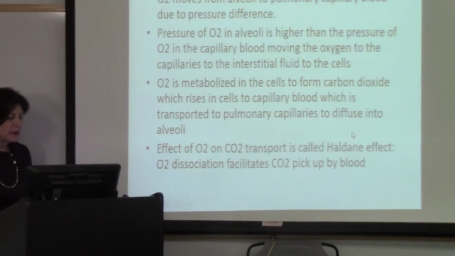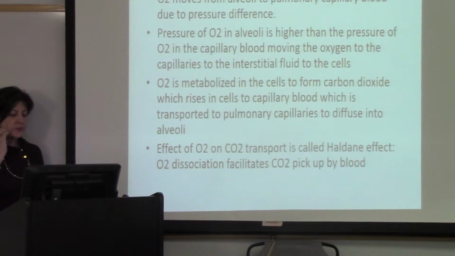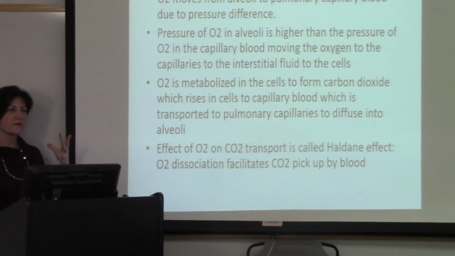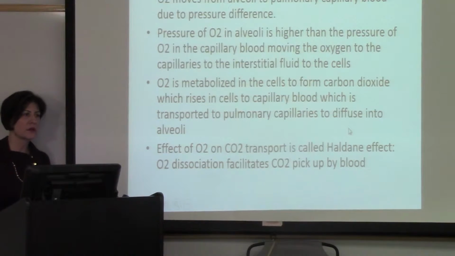It just means that the dissociation curve we talked about that happens with oxygen and CO2, all you need to know is that the effect is called the Haldane effect. It just has to do with our CO2 and O2 levels. If you ever hear, oh, it just has to do with, what's it called again? The Haldane effect.